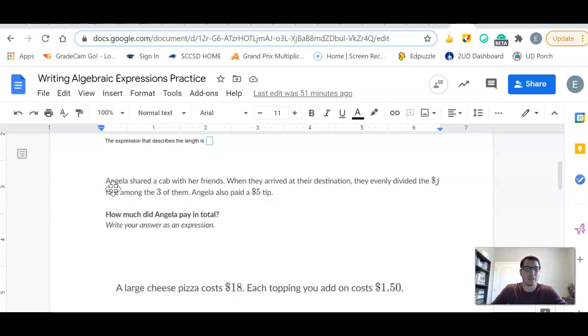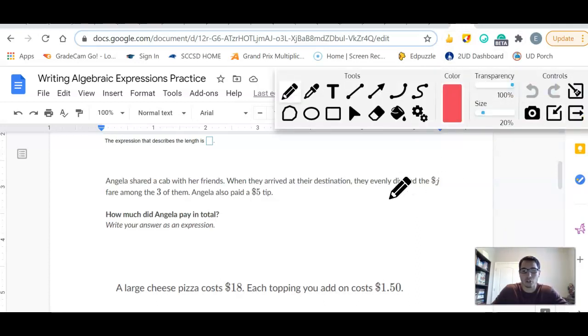We'll do this one together. Angela shared a cab with her friends. When they arrived at their destination, they evenly divided the money, which is J, fare, among the 3 of them. Angela also paid a $5 tip. So how much did Angela pay in total? Write an answer as an expression. So we need to start with, and if you've noticed in this problem, there are 2 different operations. Also paid a $5 tip. So this one's going to have 2 operations.